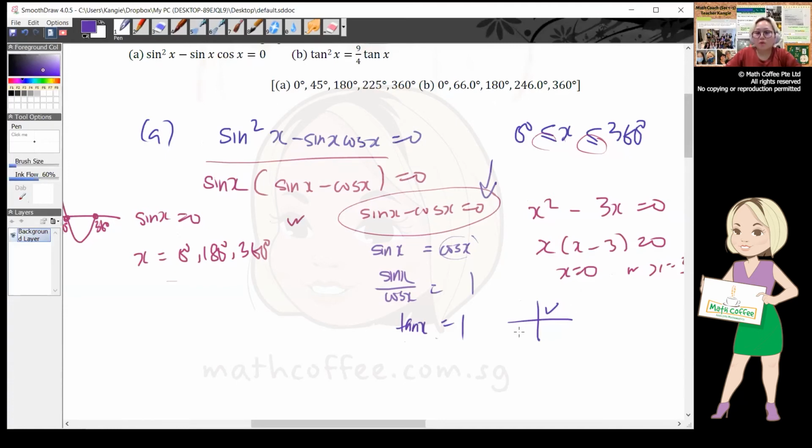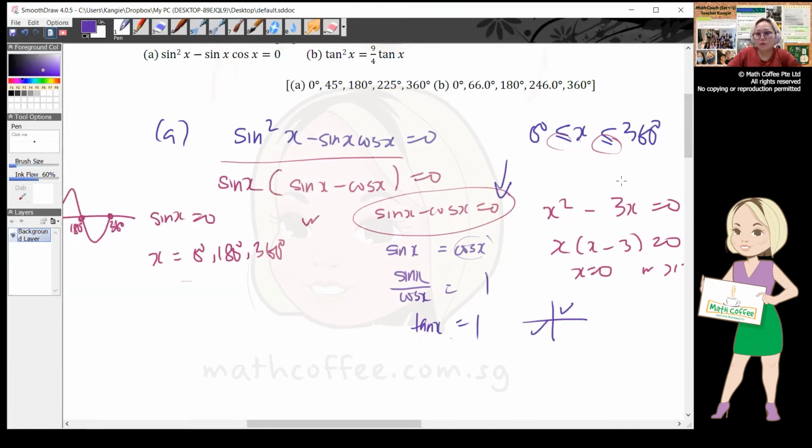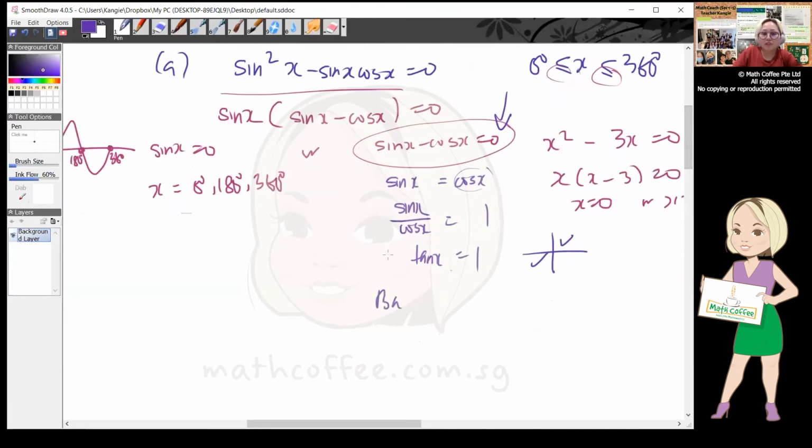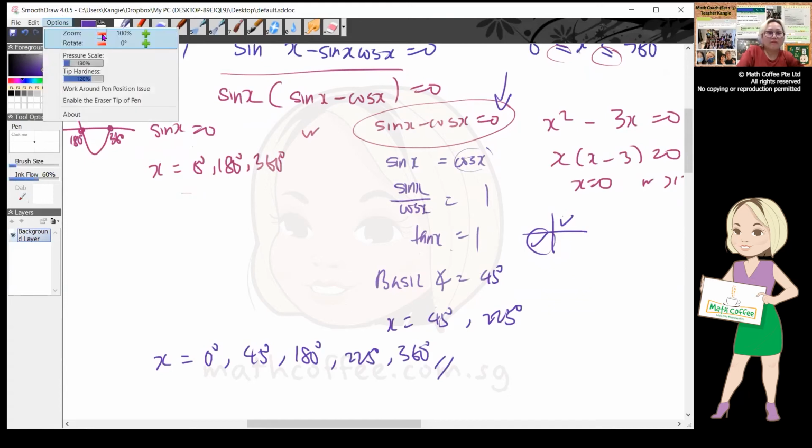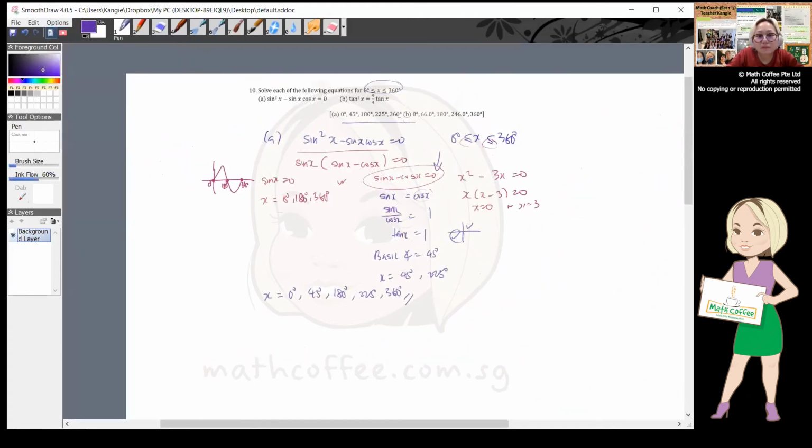So first and third quadrant. First and third quadrant, and my basic angle for tangent x equals to 1, it's 45 degree. So my x will have first quadrant, which is 45 degree, 180 plus this one, so it's 225 degree. So in the end, for this question, I have 5 answers. I will say x is equals to 0, 45, 180, 225, and 360 degree. So this question, I have 5 answers.